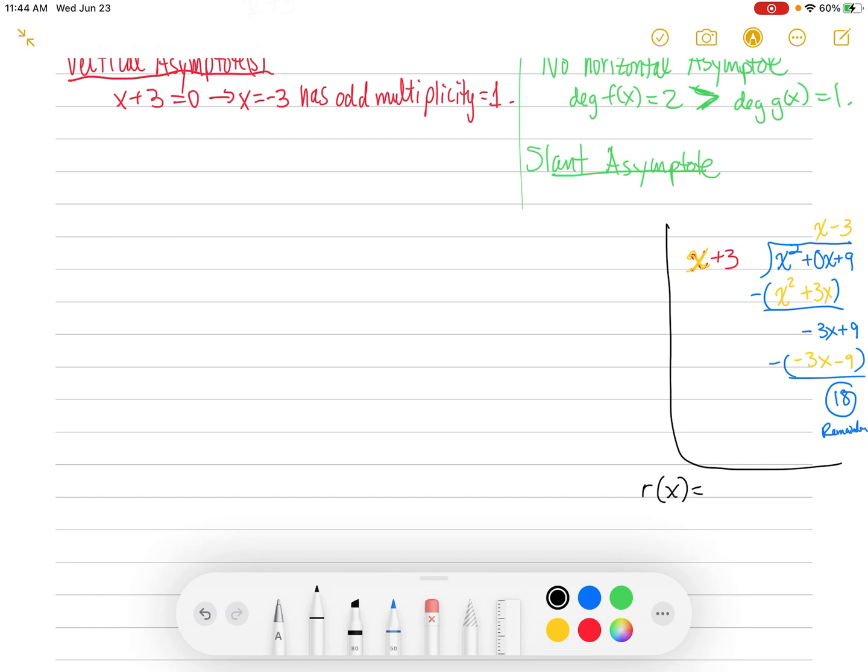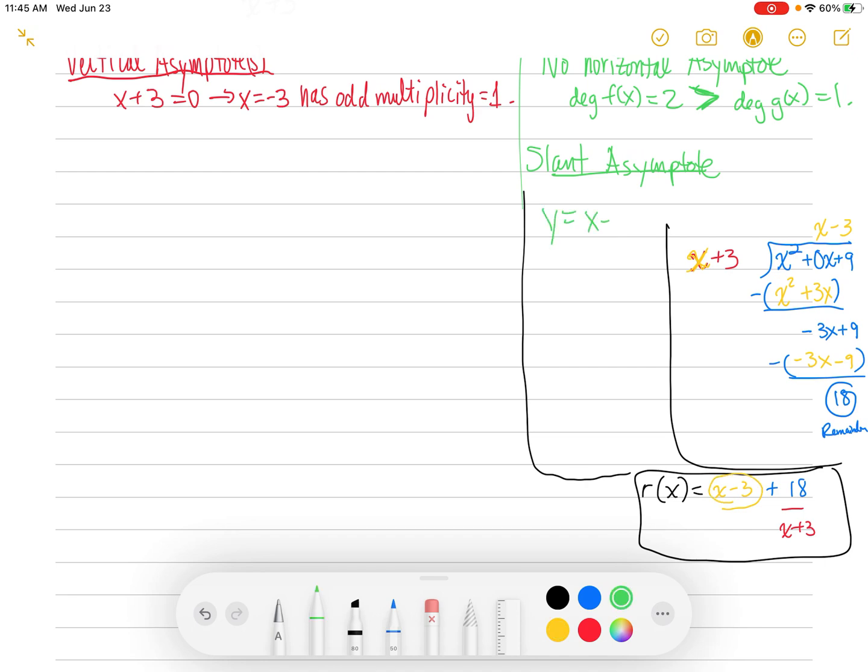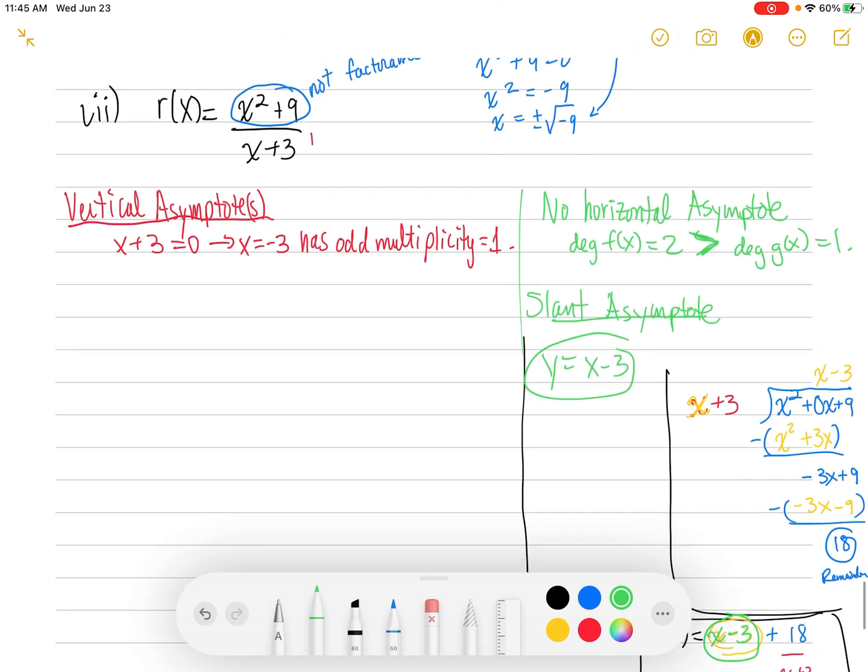So if I wanted to write this out, r of x, that's my function. Here's another way to write it. You can write it as x minus 3, that's the quotient, plus the remainder divided by the divisor, x plus 3. That's another way to write my function. This is called divided out form. So this yellow x minus 3 is going to be my slant asymptote, y equals x minus 3.